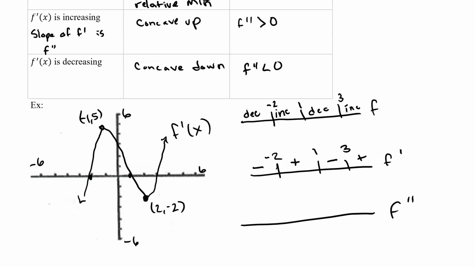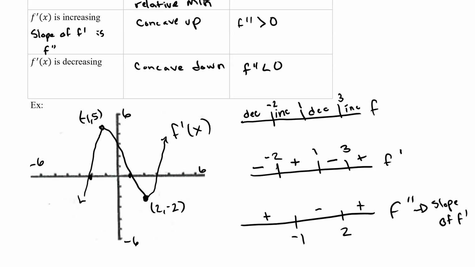Then our second derivative, this is going to be the slope of f prime. So we're looking for where the slope changes from positive to negative. That happens at -1 and 2. And we go from positive to negative to positive.